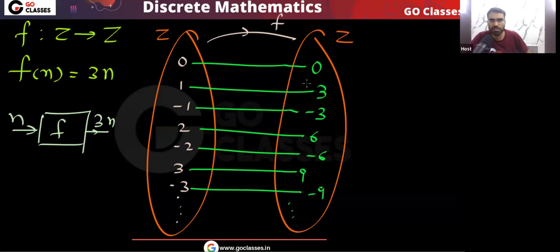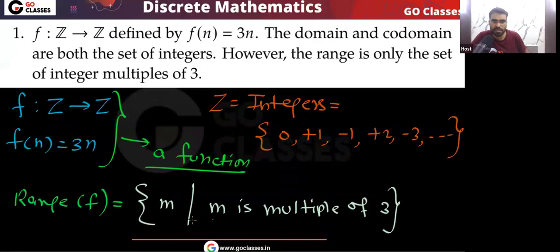You can see the range will be basically multiples of 3. Remember, there is no pre-image of 1, right? You can notice this. For example, 1, 2, 4, 5, these elements do not have any pre-image. So I can say the range is basically all the values which are multiples of 3. This is the range of this function.